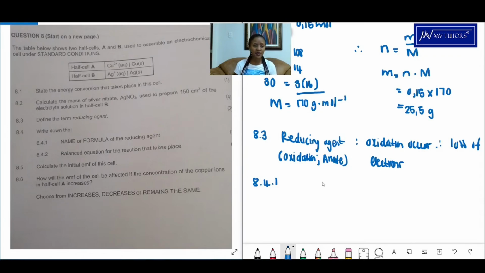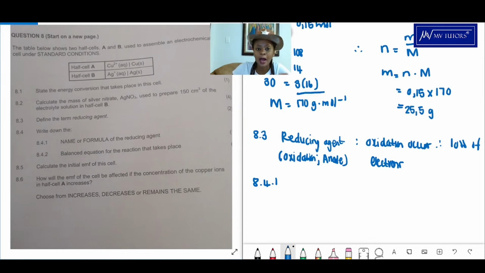The same goes for 8.4.2, when they want the balanced equation for the reaction that takes place; that table will assist you. I do not have the table with me at the moment, so I'm going to get it and then we're going to continue. Okay, so I got the table of standard reductions. I'm probably going to use 4A because it's first in line. So let's just recap. Write down the name or formula of the reducing agent.